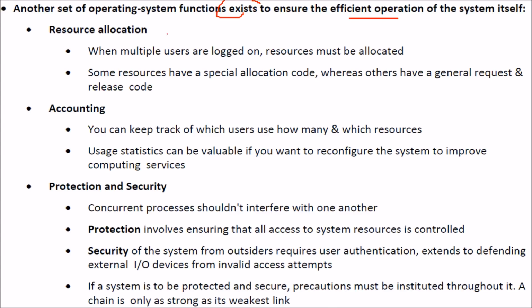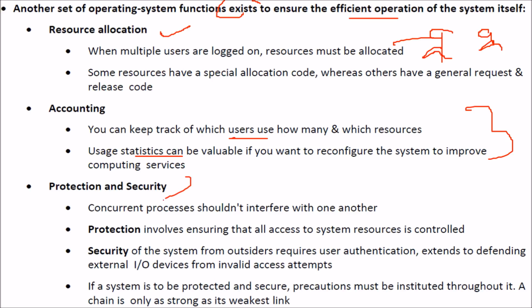For example, resource allocation. When we have multiple users, then whom to give the resource, how to give the resource, and how to set the request and release. Then accounting. The operating system is also an accountant to keep track of which users want what, how many resources have to be given, and the statistics also.